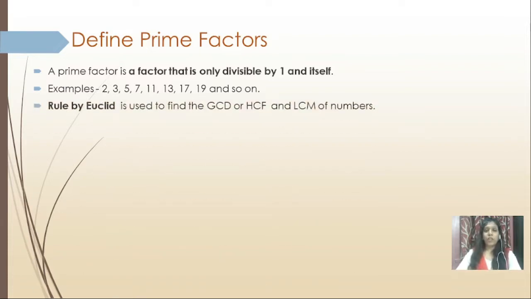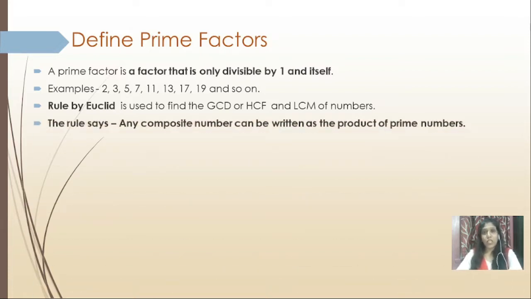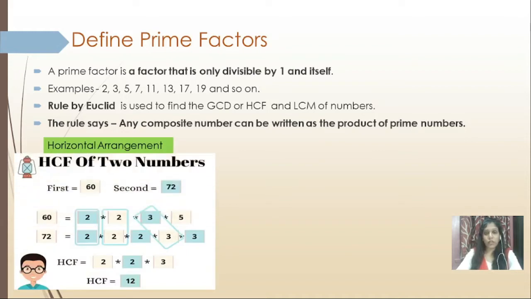Now, the rule by Euclid is used to find the GCD or HCF and LCM of numbers. What does the rule say? Any composite number can be written as the product of its prime factors or prime numbers. Now you have learned this horizontal arrangement for HCF, correct? Now let us solve one.